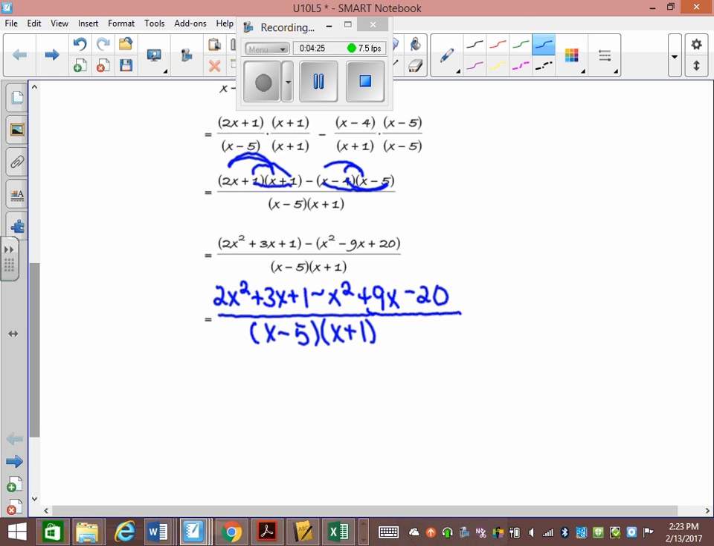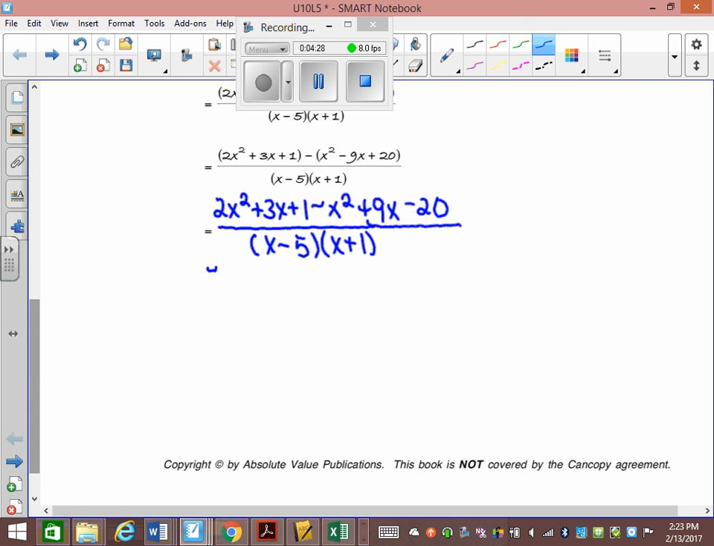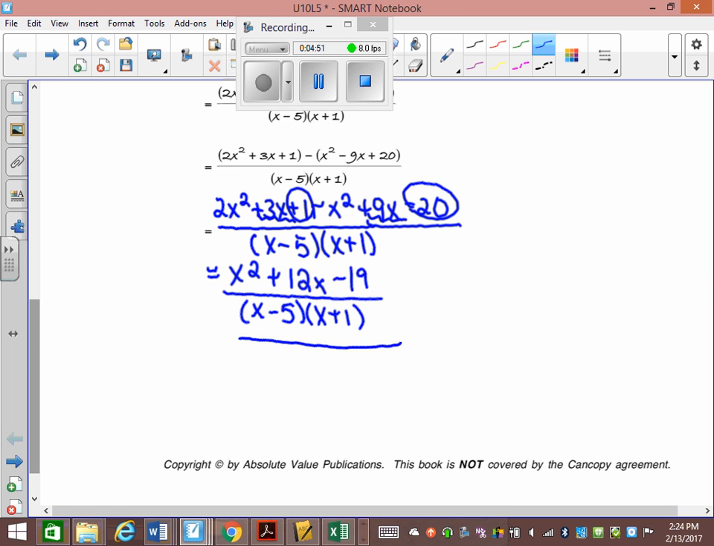And then our last step is to collect like terms on the top. So 2x squared minus x squared is just x squared. Plus 3x plus 9x is plus 12x. And then plus 1 minus 20 is minus 19, all over x minus 5, x plus 1. And you're done. You should state, however, that x can't equal 5 or negative 1. You still just state the denominator restrictions.